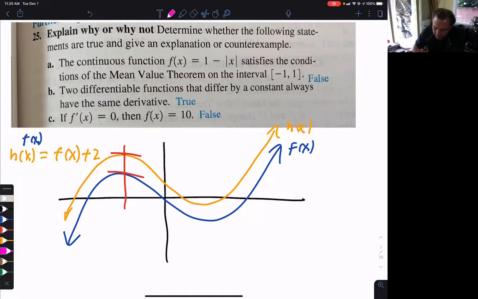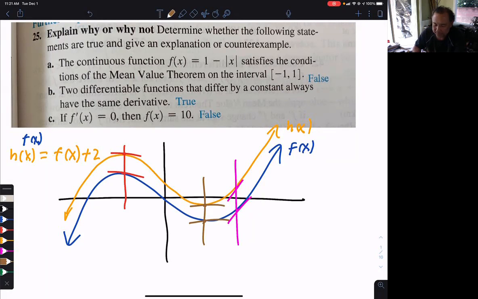Let's pick another value. Let's look right here. Is the slope the same on both of those? Looks like it. Let's take a look at another x value. How about right here? The slopes of the tangent lines are supposed to be the same. You get the idea. It's just shifted up or down, so the tangent lines will be the same at every x value. Therefore, that's going to be a true statement. If you have two functions that differ only by a constant, they'll always have the same derivative. So that's true.